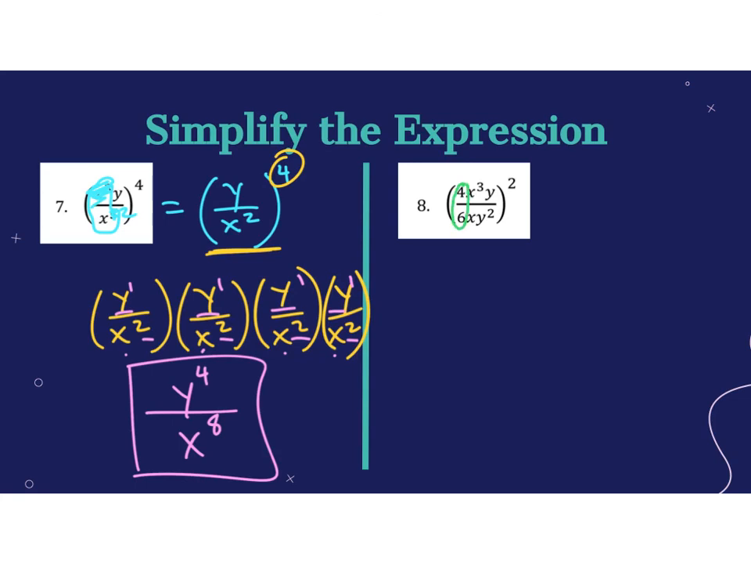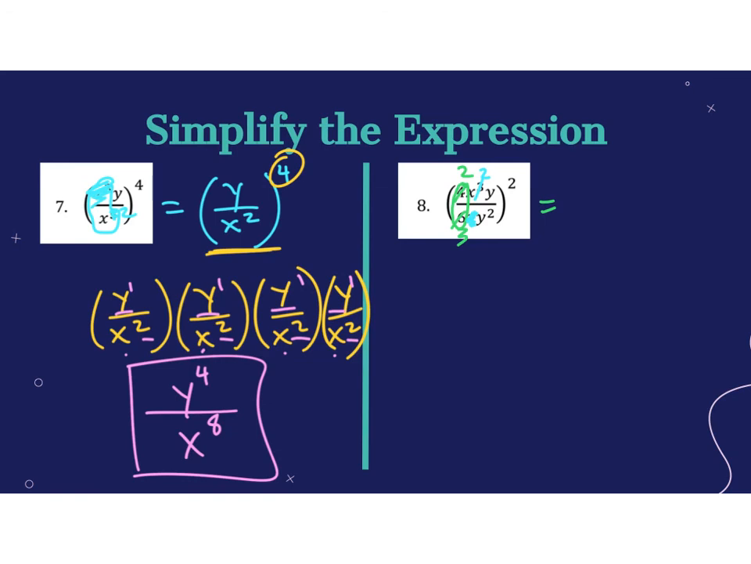That 4 over 6, I can reduce 4 over 6 to be 2/3. 4 and 6 have a common factor of 2. So I divide by 2, I get 2 on the top, and I get 3 on the bottom. Then the x's, I have 3 x's on top and 1 on the bottom. This 1 is going to go away, and 3 minus 1 is 2.